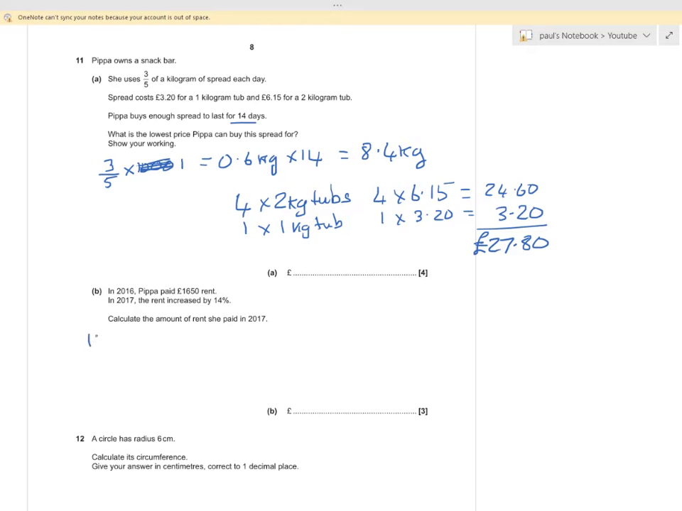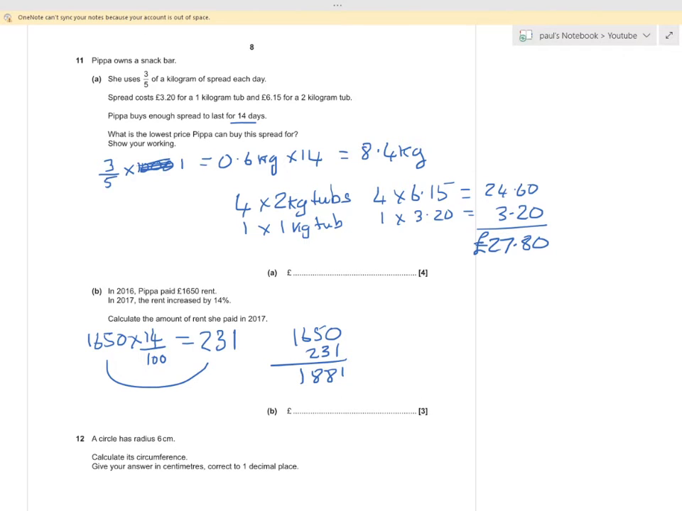Normally, you could do it this way. You could do 650 times 14 divided by 100. 650 times 14 divided by 100 is 231. So then if I add these two numbers together, 1650 plus 231, I get 1881.